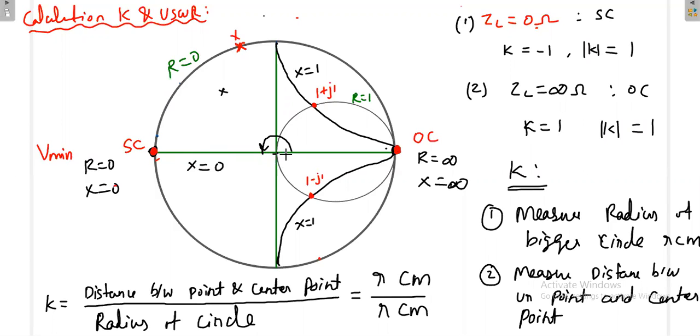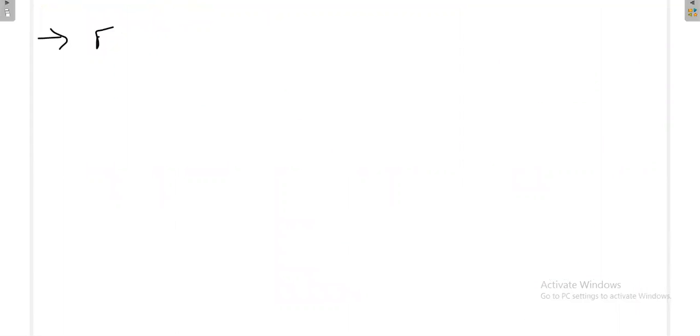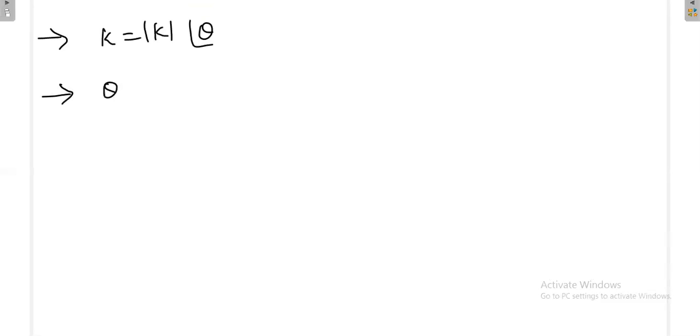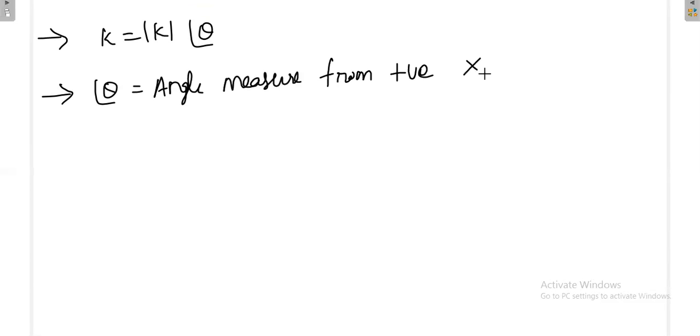At any point of time, the reflection coefficient k is equal to mod k and theta. Mod k you have measured with this formula. Then how to calculate the angle? The angle is measured from the positive x-axis.